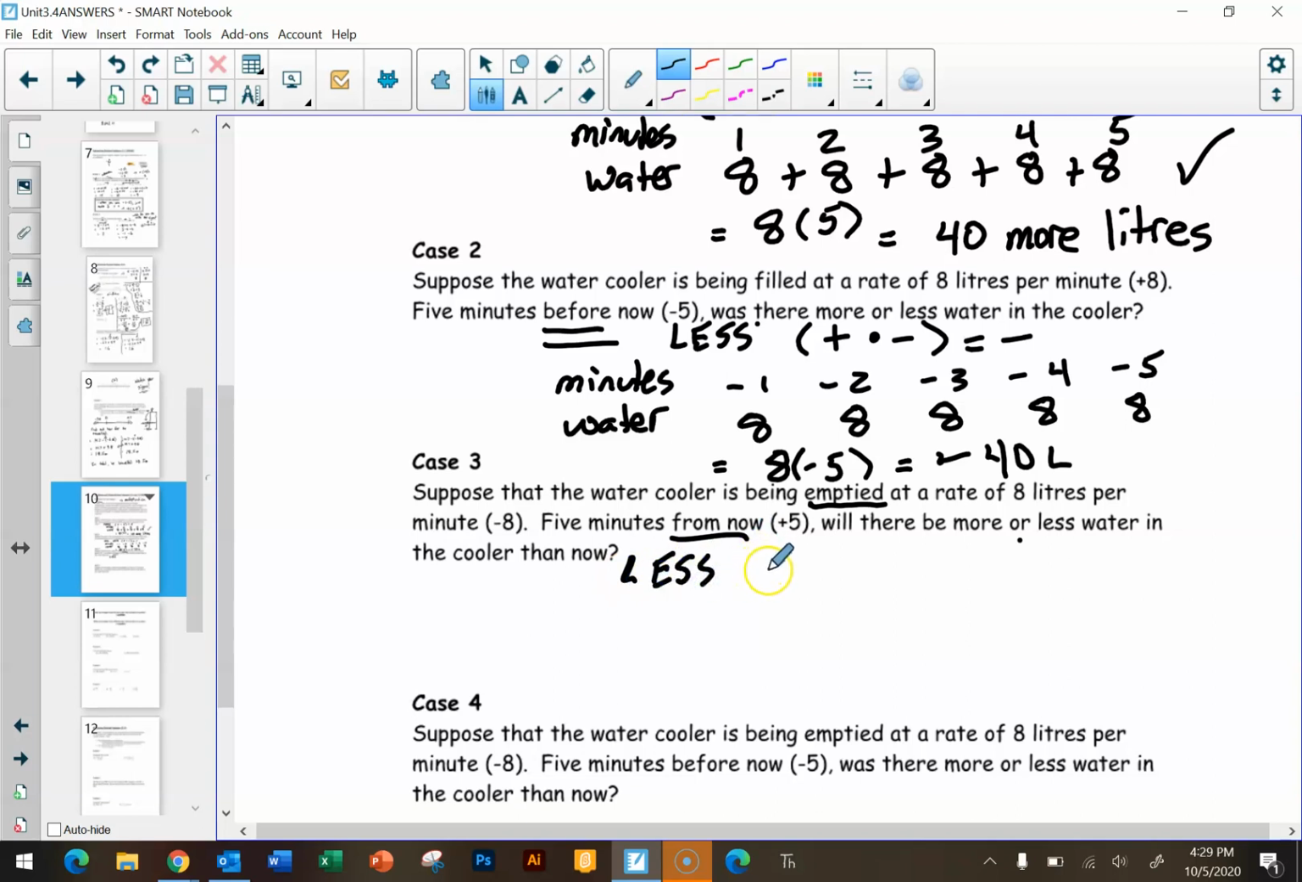But in reality, the reason this happens is because we've got a negative flow of water and a positive flow of time, and a negative times a positive is going to equal a negative.